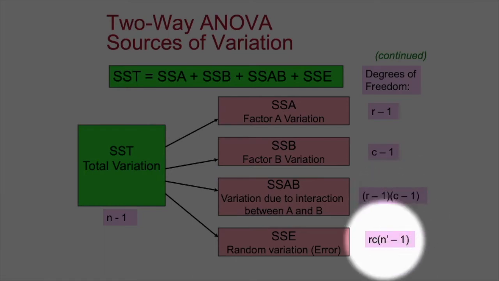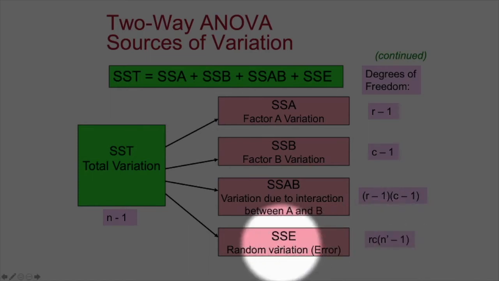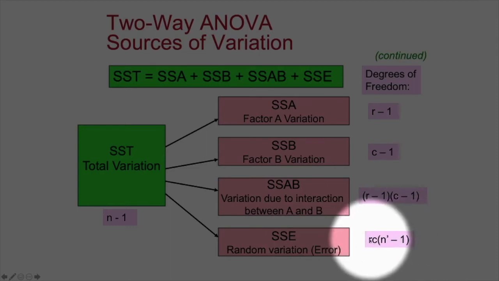And finally, the one that is always the hardest to remember are the degrees of freedom for the SSE, the random variation, the error variation, the leftover variation. These degrees of freedom are R times C times (n prime minus 1).